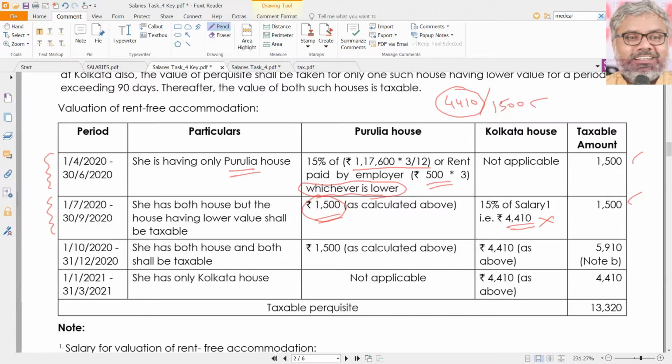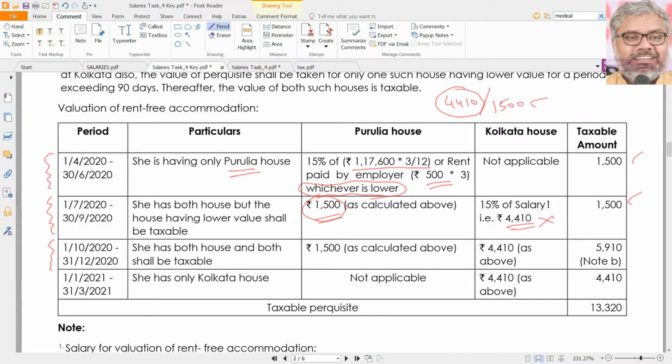When the employee is transferred from one place to another place and he is provided accommodation at both the places, one of such houses only will be taxable for a period of 90 days. So 90 days is what the law said. We can interpret it as 3 months, not a problem. So don't go into the number of days and all that here. Not required that much details. Simply 90 days is 3 months. So that is next 3 months.